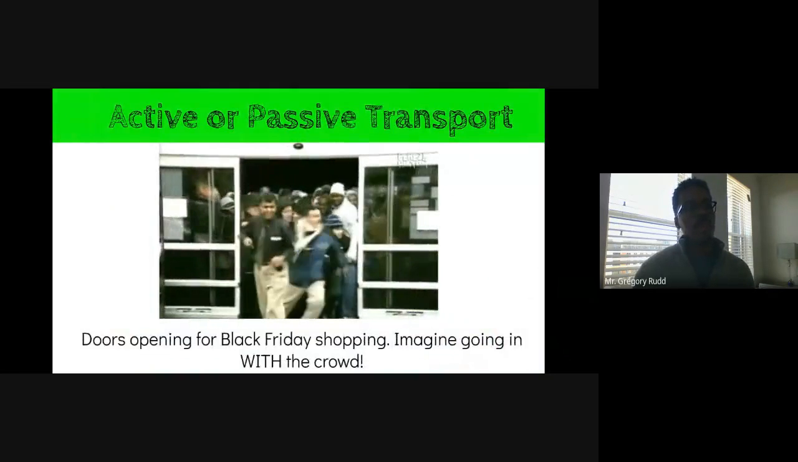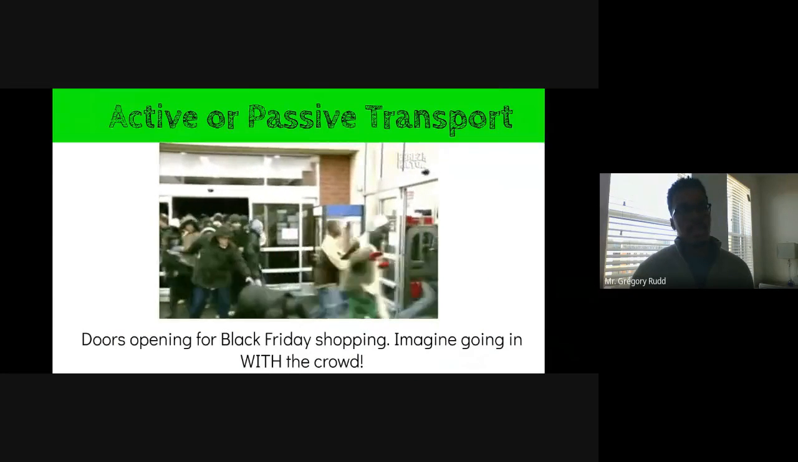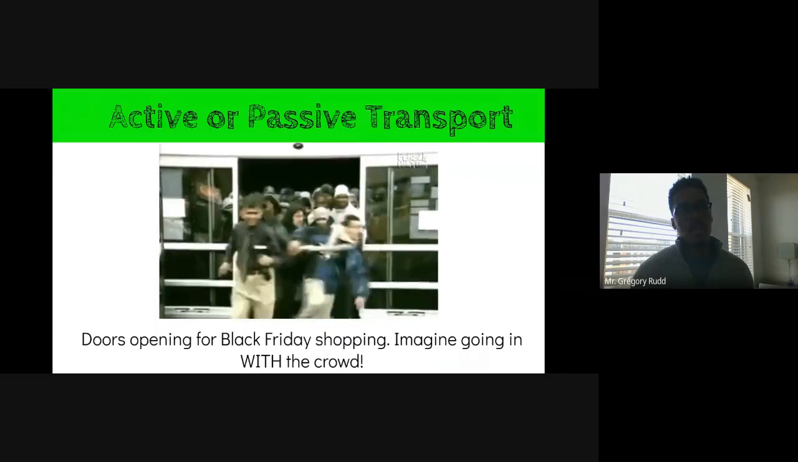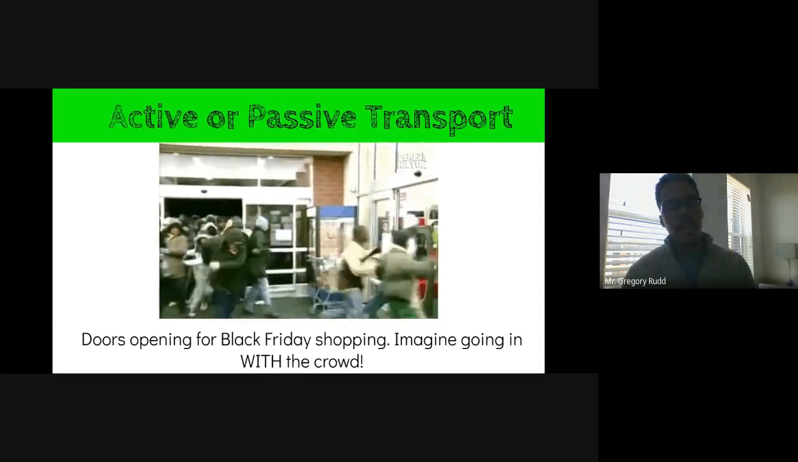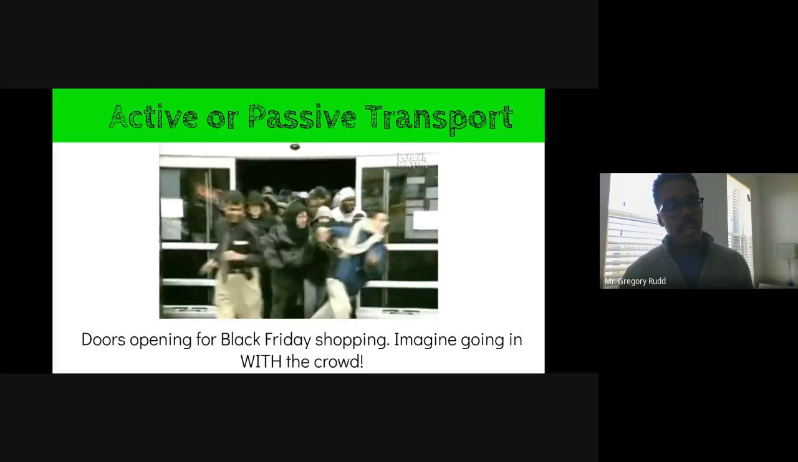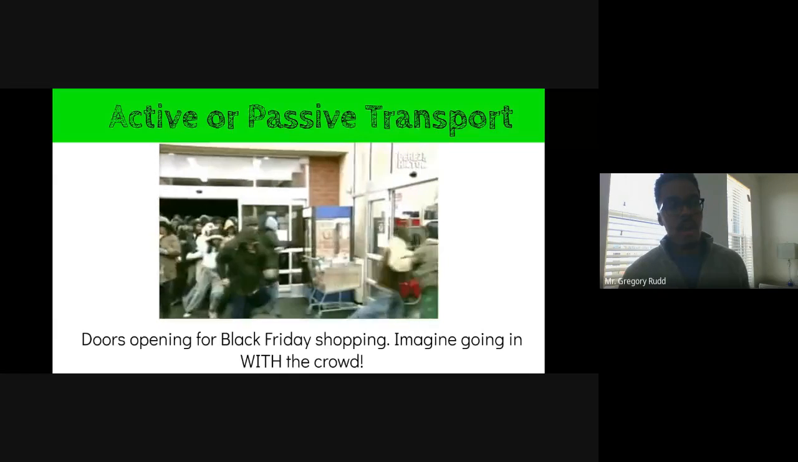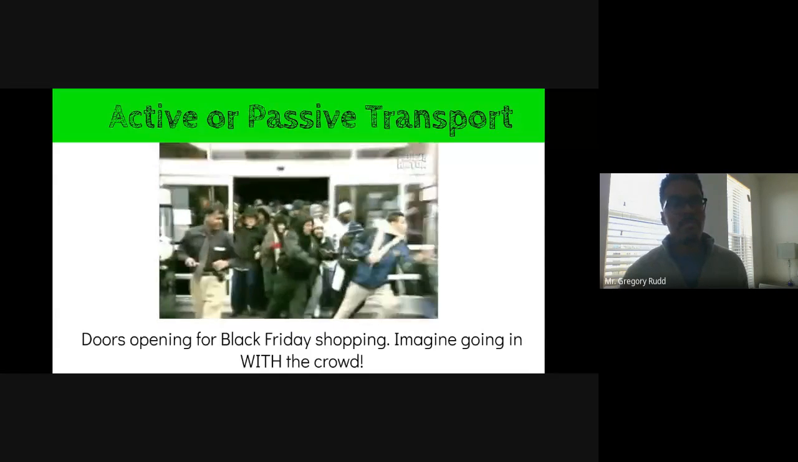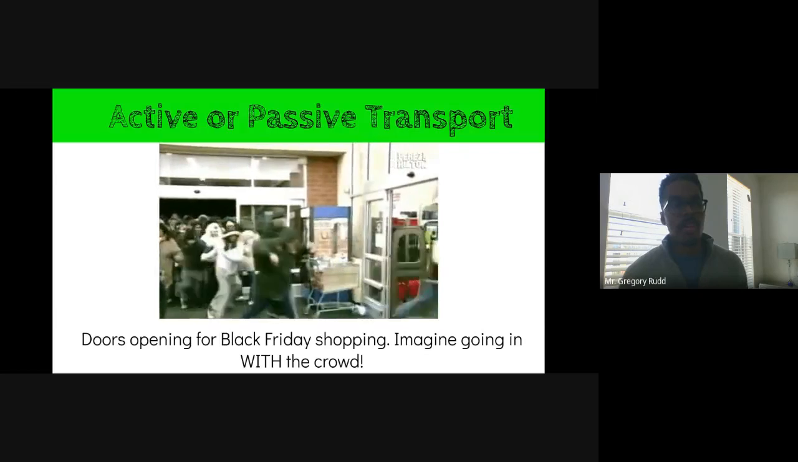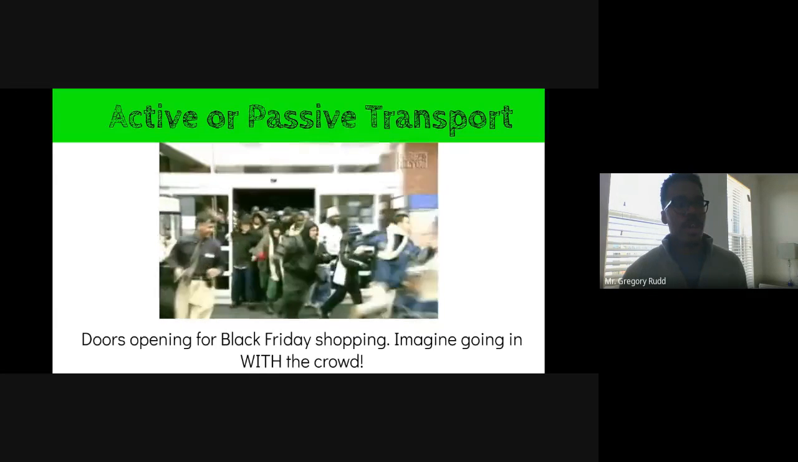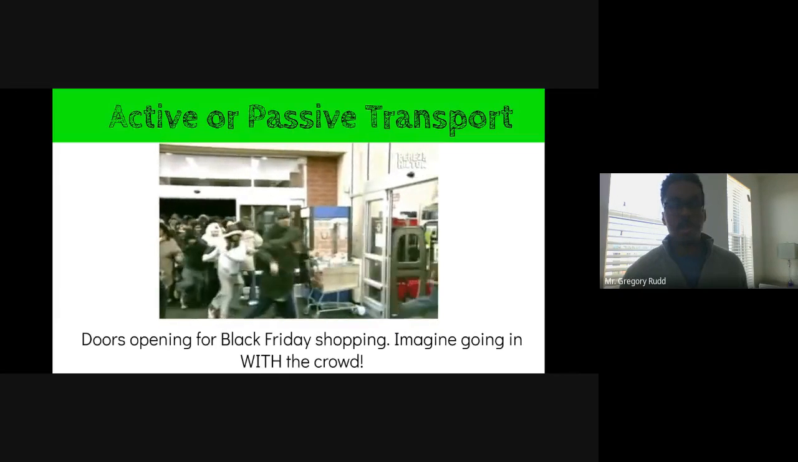So passive transport is like this. You're just kind of a part of this crowd. It's moving from the really crowded area, the really dense area, to the area where there are no people. You basically get carried by this crowd if you really wanted to. You wouldn't have to do much moving at all. They're going to push you. So it doesn't require much energy.